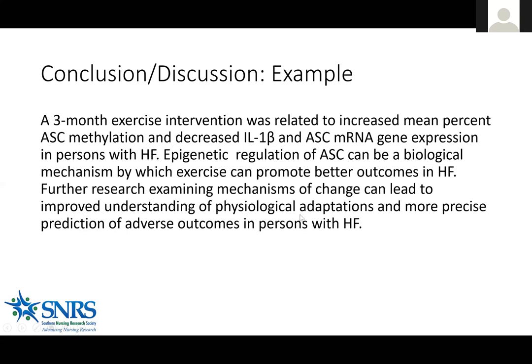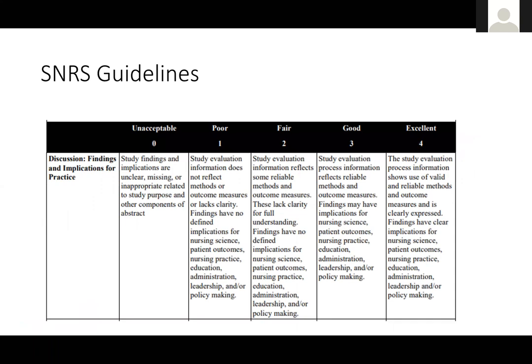Further research examining mechanisms of change can lead to improved understanding of physiological adaptations and a more precise prediction of adverse outcomes in persons with heart failure. So I like this better, and I would review this higher if I were reviewing my own abstract, just because I think it doesn't just say, sure, we need more studies. It tells us exactly what we could do with more studies. So you really want to try to leave it with a good punch so the reviewer walks away thinking, wow, this is really interesting and it's very important.